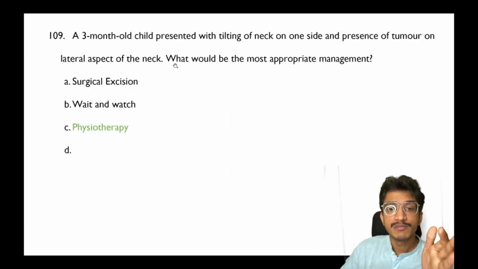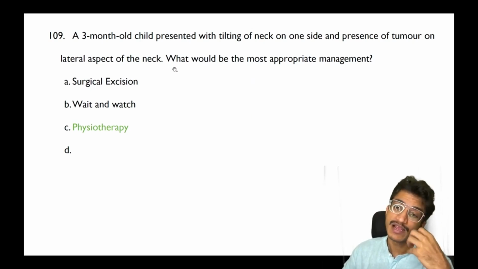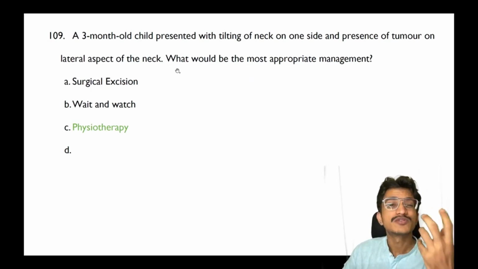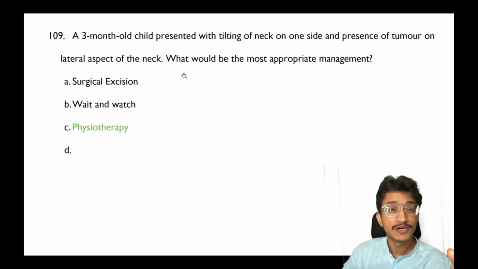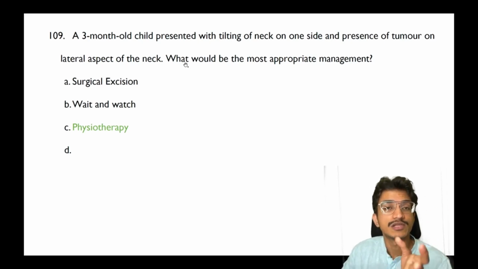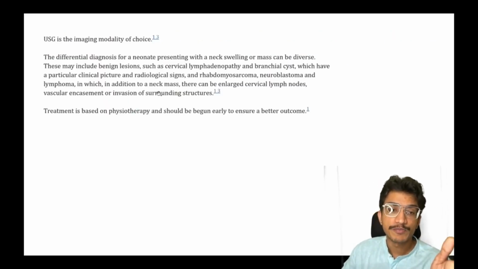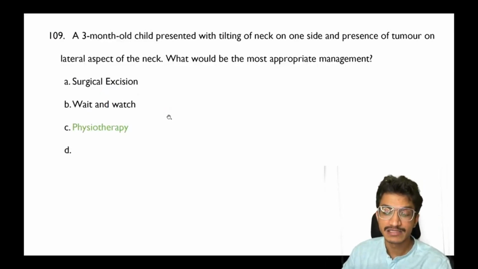Patient, a young 3-month-old with tilting of the neck with presence of a tumor, that is most likely a sternocleidomastoid tumor, that is most likely fibromatosis coli, which is also the terminology. So the most appropriate management for this scenario is always physiotherapy, and it should begin as early as possible.